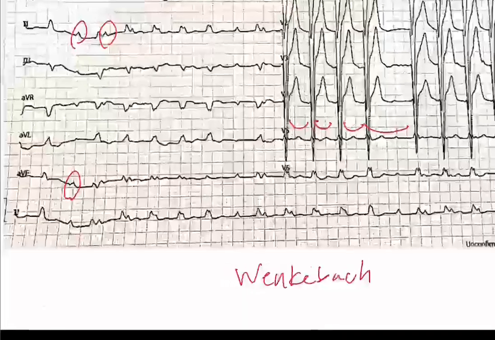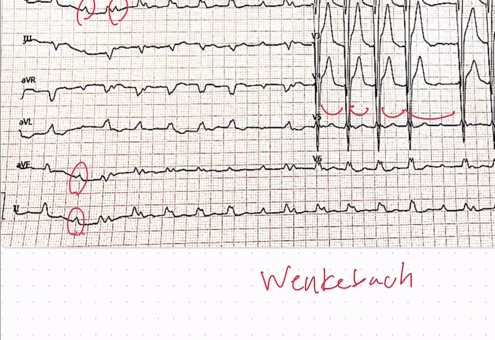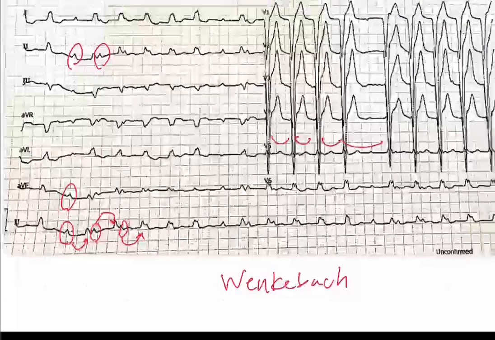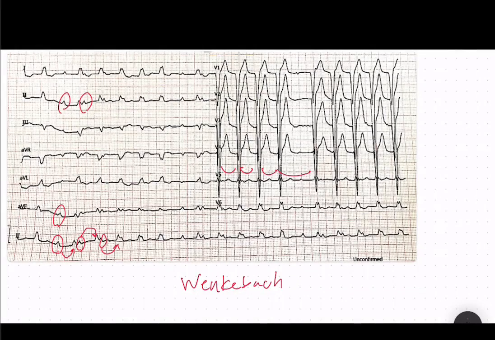Let's focus on the two. Starting at the beginning, you can see P wave and QRS. P wave, QRS. Another P wave resulted in another QRS. You can see that the PR interval progressively lengthens until it reaches a point where the P wave is not conducted to the ventricles. This P is blocked and not conducted into ventricles. We call it a dropped beat.